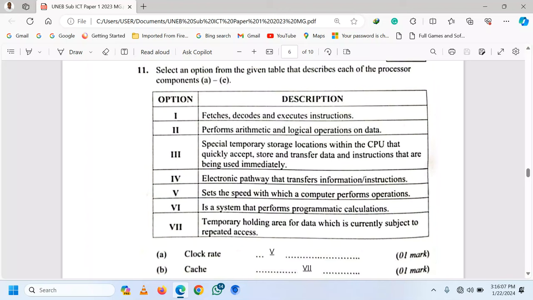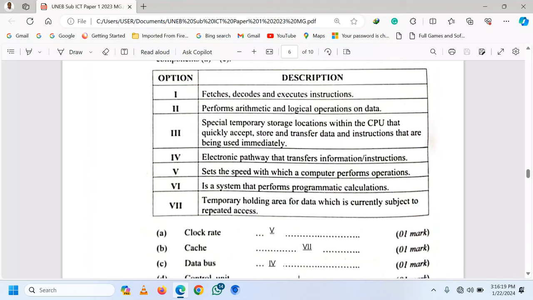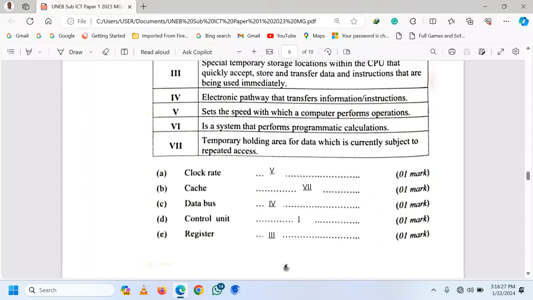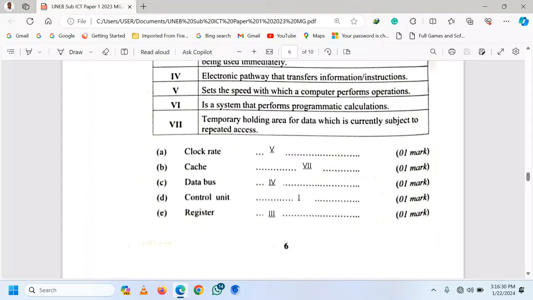Then with number 11, you are provided with the statements, and in here you select an option from the given table that describes each of the processor components A to E. There is an option and a description, and from here we are picking from what is given above. There are the responses.